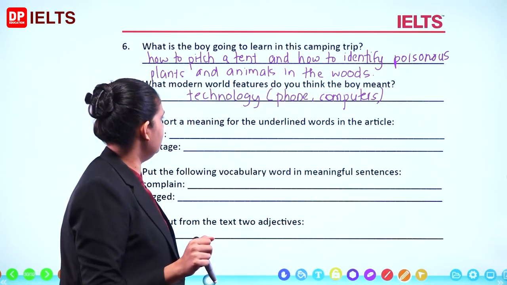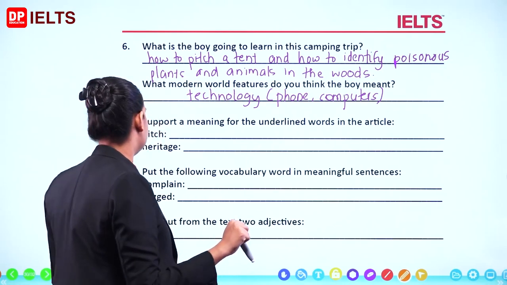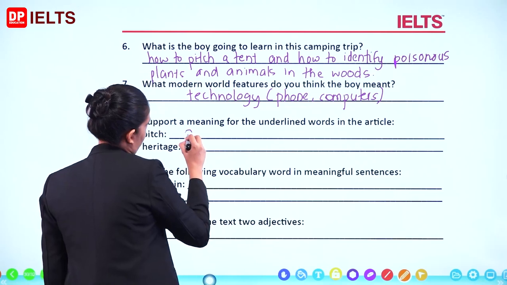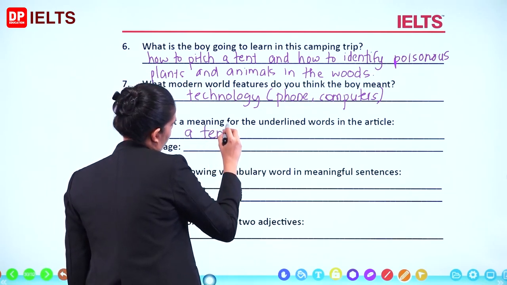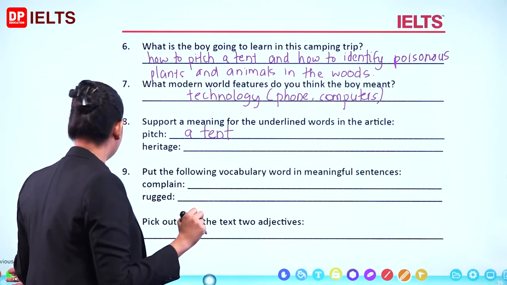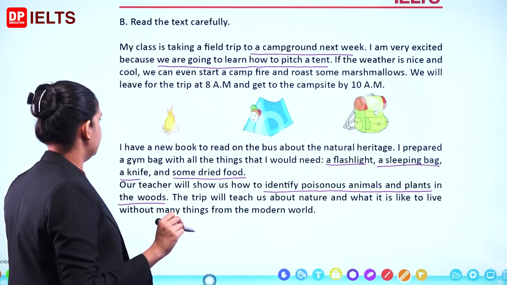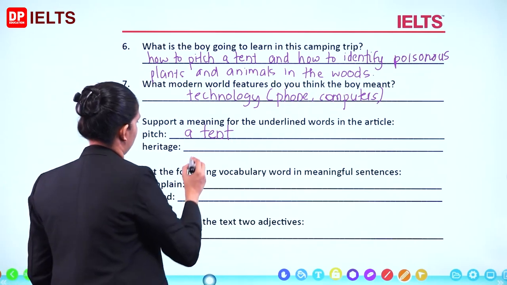Suggest a meaning for the underlined words in the article. Pitch a tent. You can pitch a tent. Heritage. You can say natural heritage.